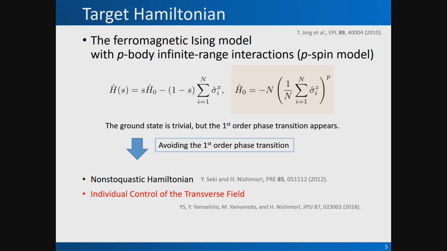One of the methods, using the non-stochastic term, is shown in this paper. They show that by using the non-stochastic term, the first order phase transition is changed to a second order phase transition. But in this presentation, we show that by using the individual control of the transverse field, we can erase the first order phase transition for this p-spin model.